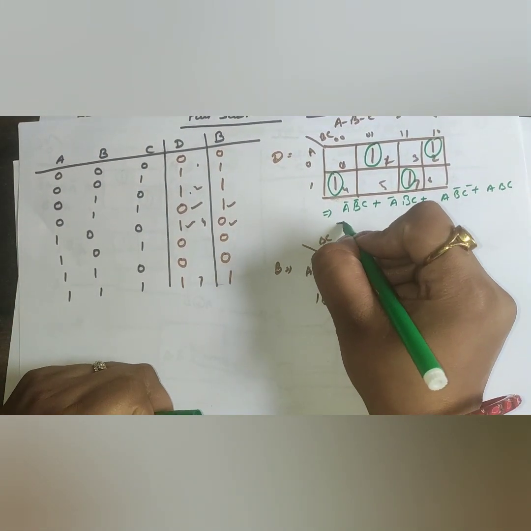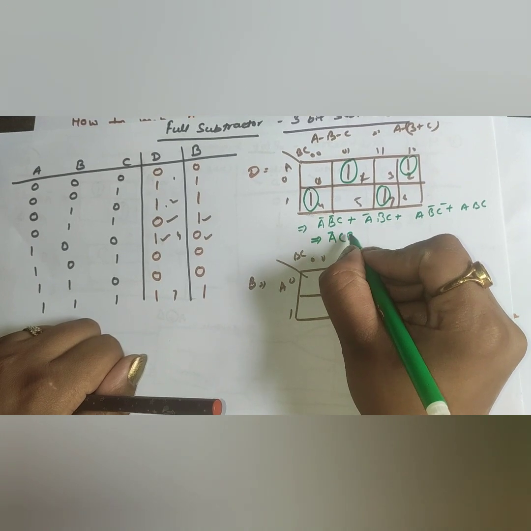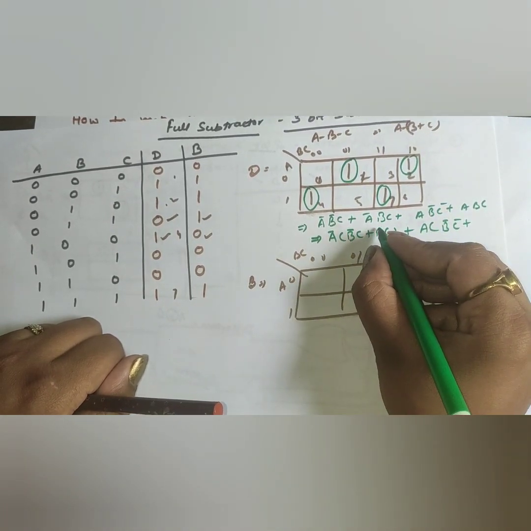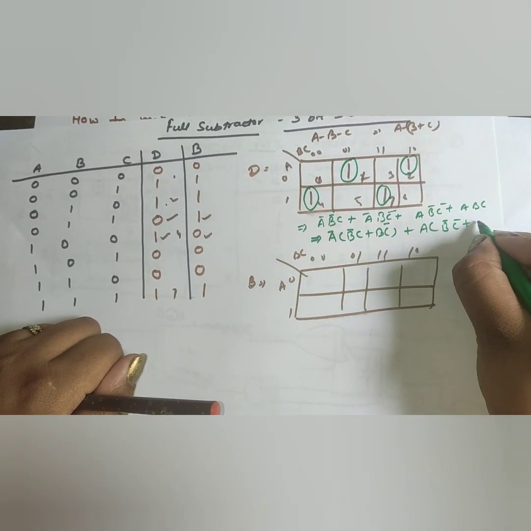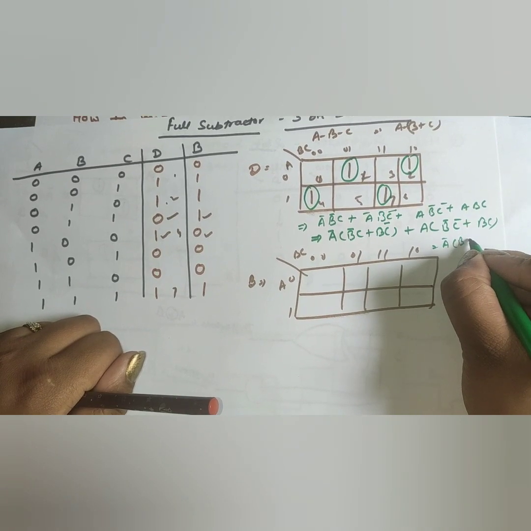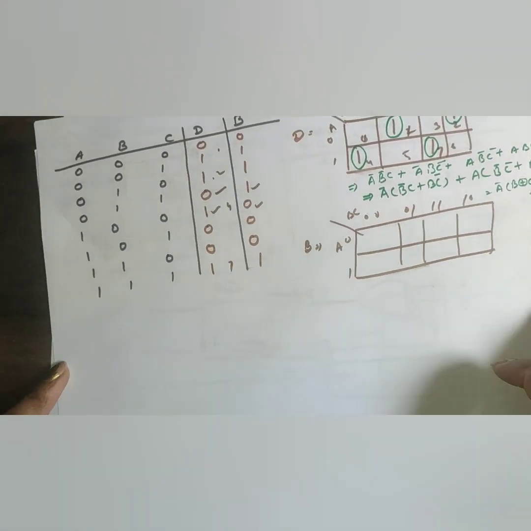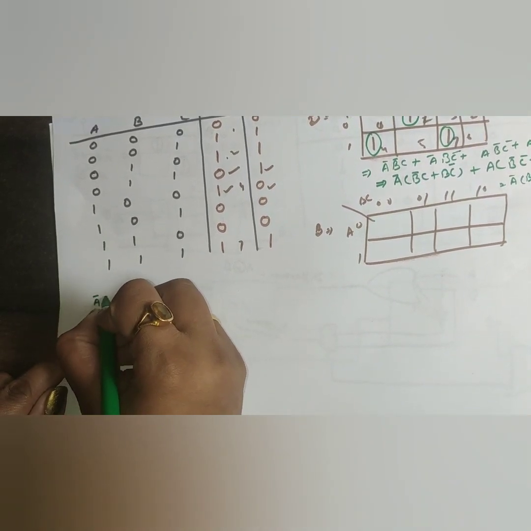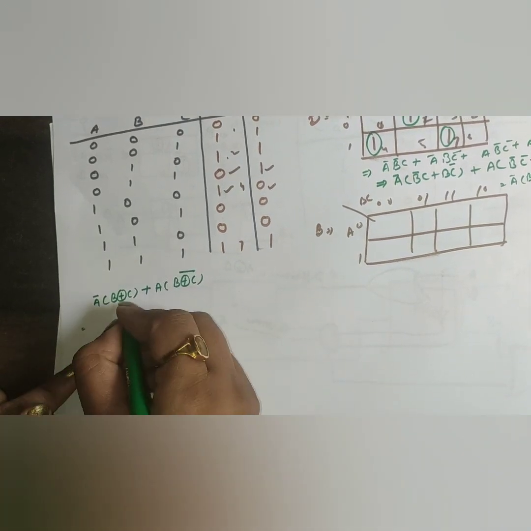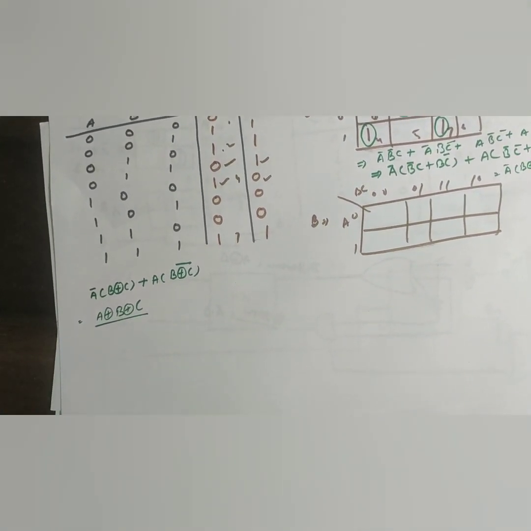Now if you take A bar common, we get B bar C plus B C bar, and if you take A common, we get B bar C bar plus B C. So this is C XOR B for the first, and for the second it is the complement of B XOR C. So the difference is A bar (B XOR C) plus A (B XOR C) whole bar, which is A XOR B XOR C. I have solved this in the full adder also.